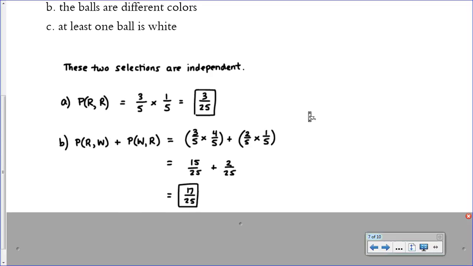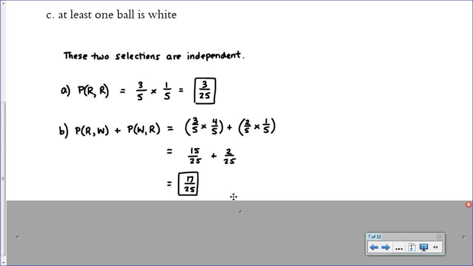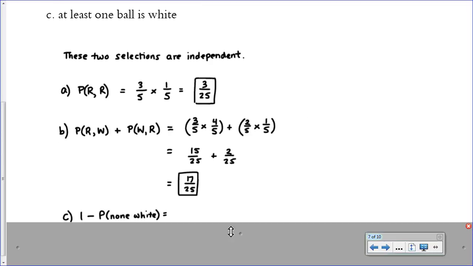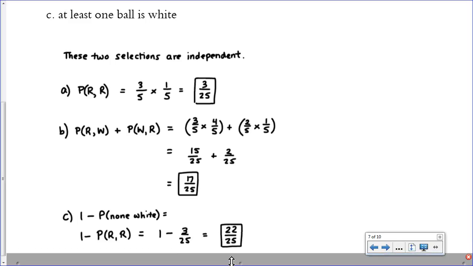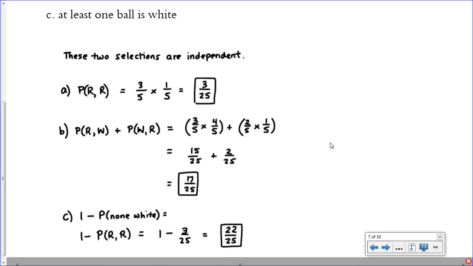And then the last one is at least 1 ball is white. So at least 1 is 1 minus the probability that none of them are white, right? Because there's a white-red, a red-white, or a white-white option. So the probability that at least 1 ball is white is 1 minus the probability of both balls being red. And since we had already calculated that, that ends up being the easiest way to determine the probability that at least 1 ball is white.